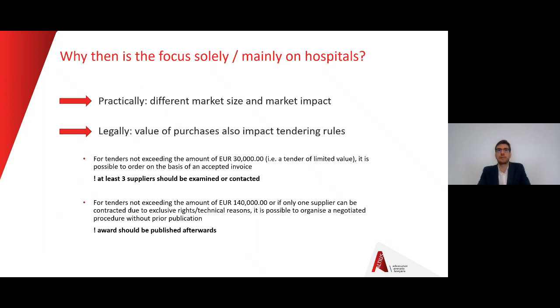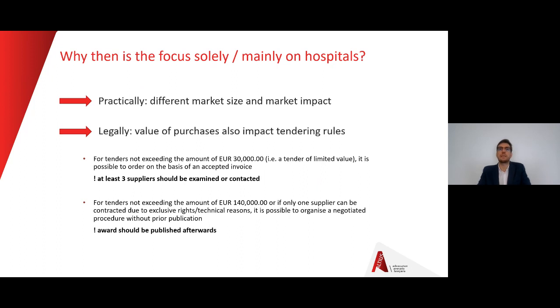So for a tender of limited value, it's possible for the HCP to order on the basis of an accepted invoice, which means they compare, let's say, 3 possible offers, which can be an actual offer or a possible offer based on what you can find online. And they examine and/or contact these 3 suppliers, following which they work with an invoice that is accepted. That is sufficient for these very, very limited value tenders.